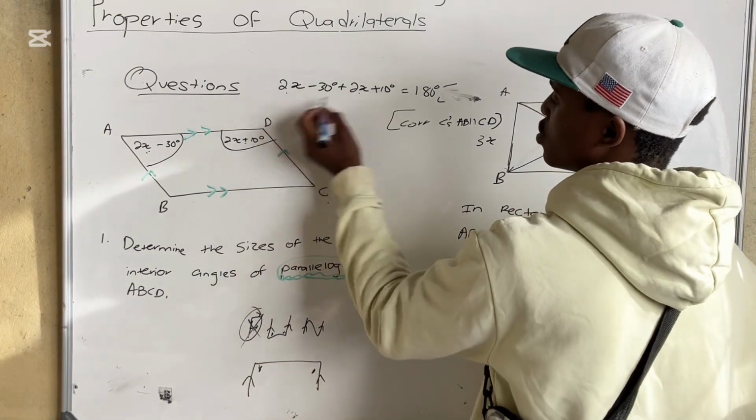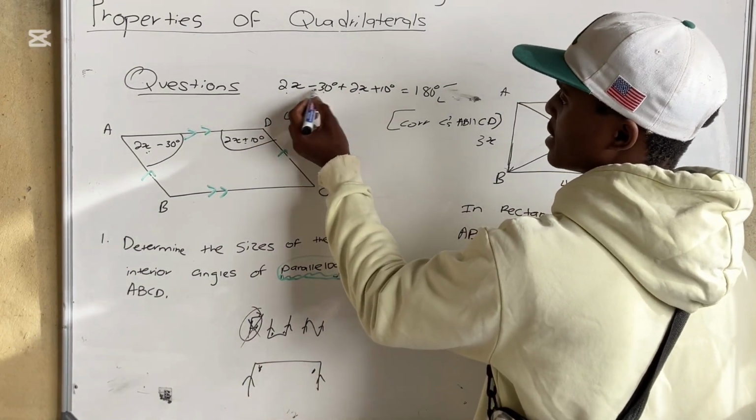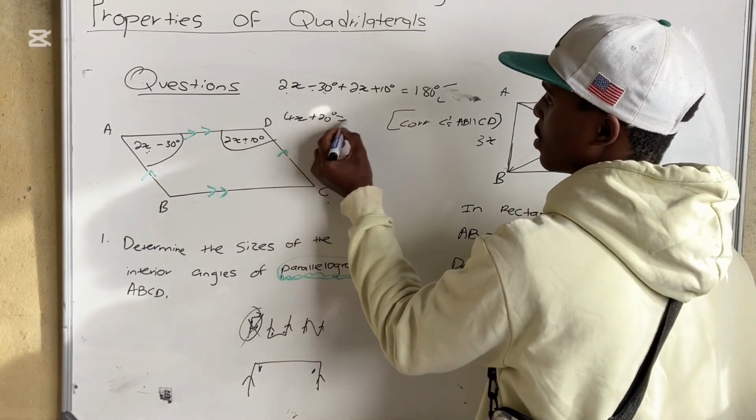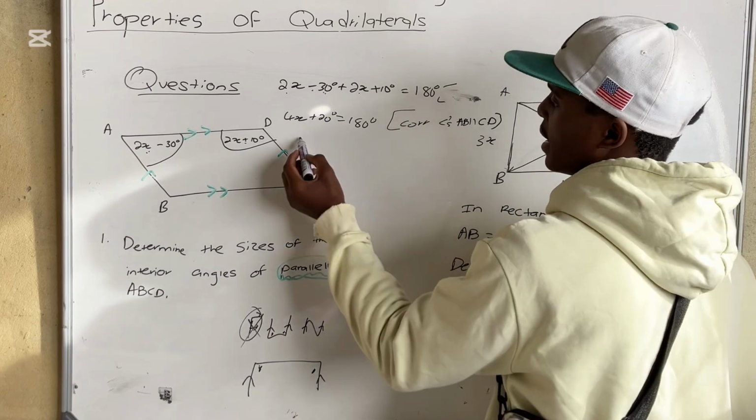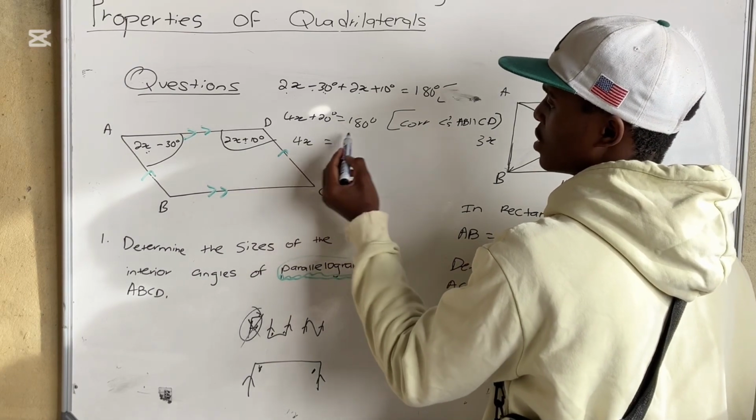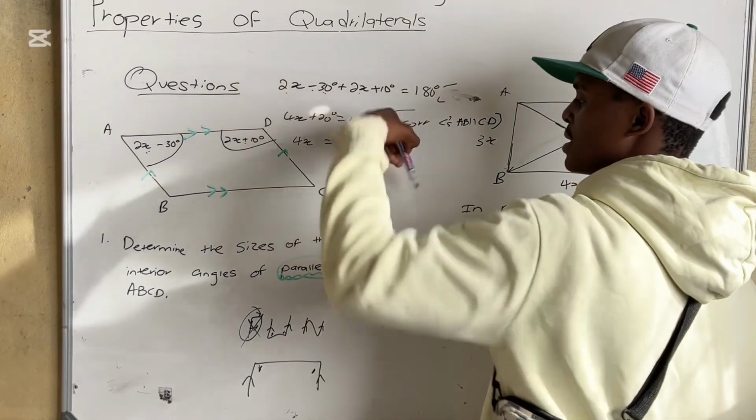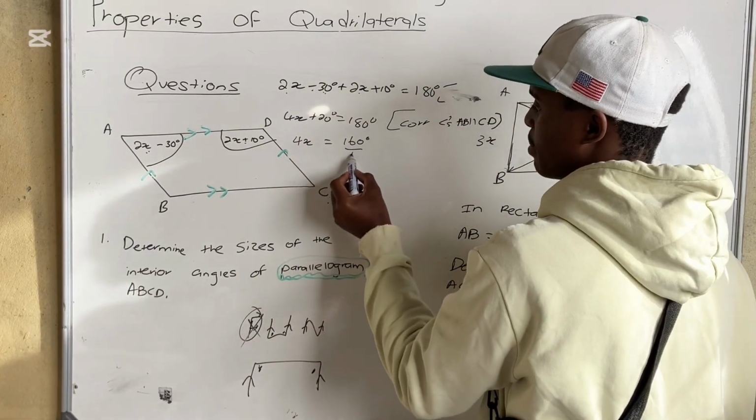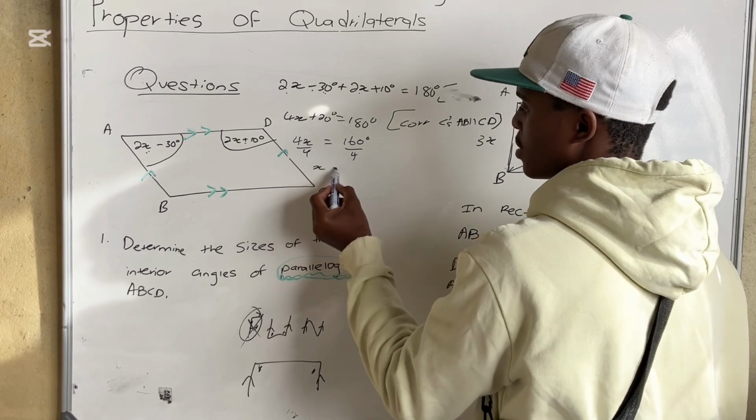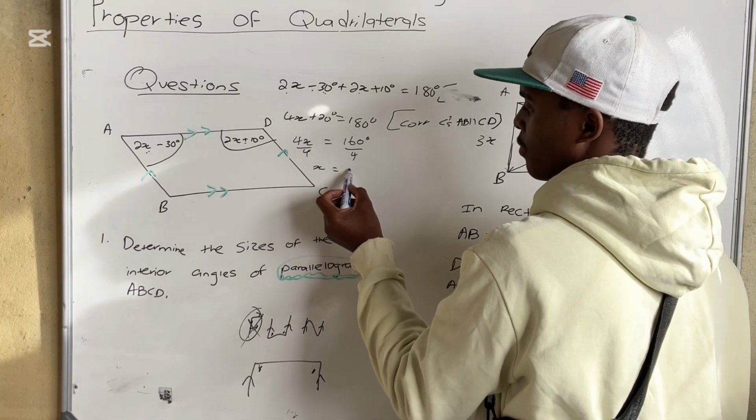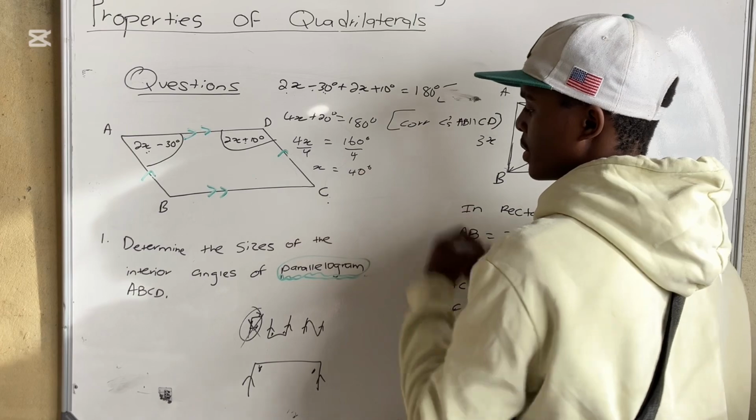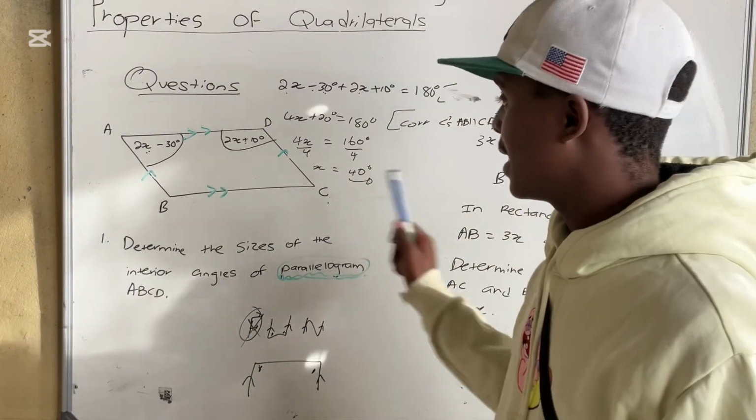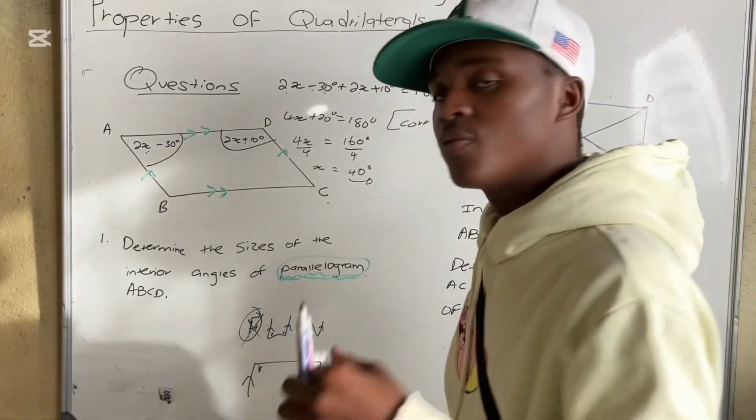Then you simplify. 2 plus 2 is 4x, and then minus 30 plus 10 it's plus 20 degrees equals to 180 degrees. And then 4x equals to, we take the 20, it comes this side, so it's 180 minus 20 is going to be 160. Divide by 4, divide by 4. X equals to 40 degrees. This is your x, not the angle. It's not the angle, it's your x.